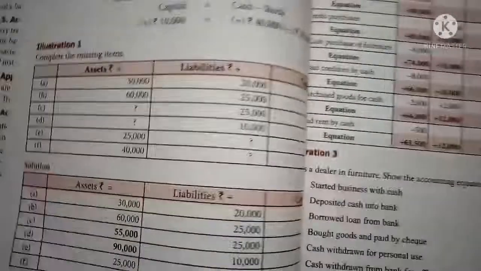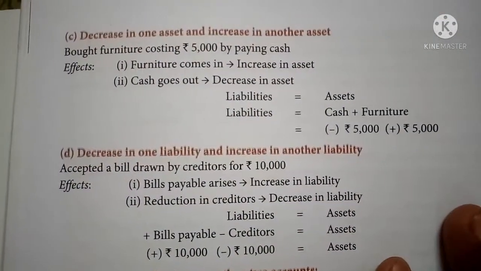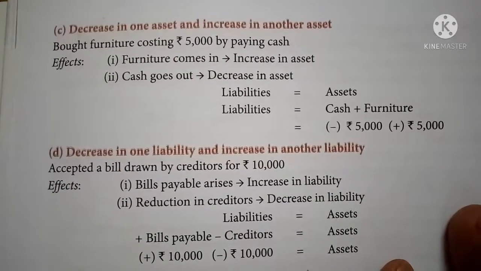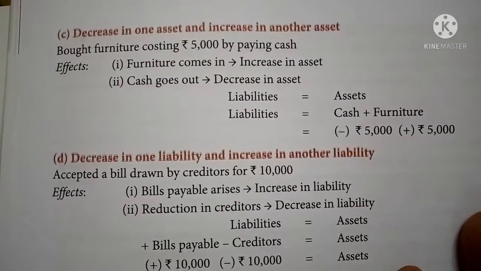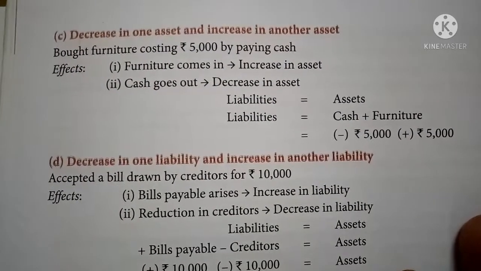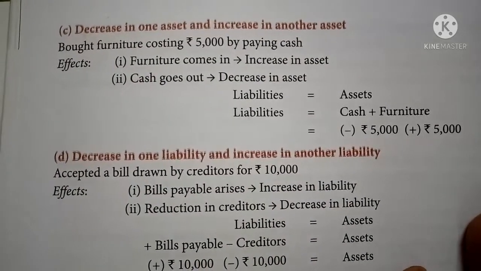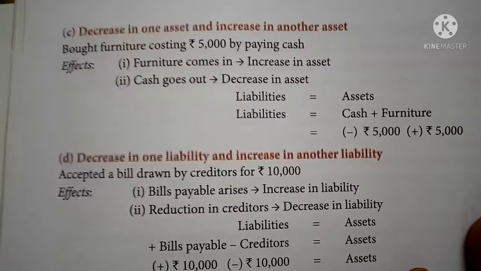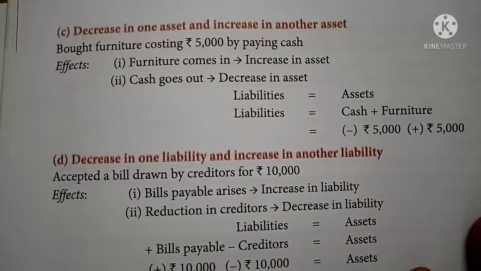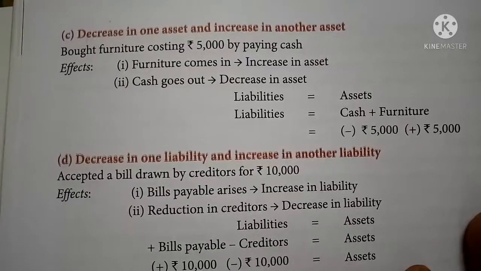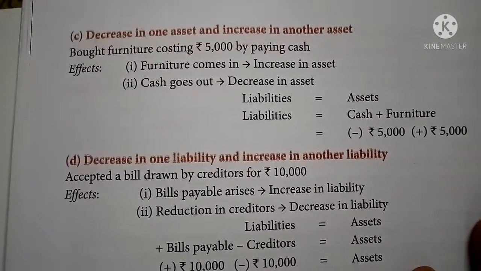And then decrease in one asset and increase in another asset. In the asset side itself, the amount will increase and decrease. That is furniture purchase for cash 5,000. That is cash paid, cash will decrease, furniture will increase because furniture comes in. So in this example, on the asset side only one asset increases and one asset decreases.